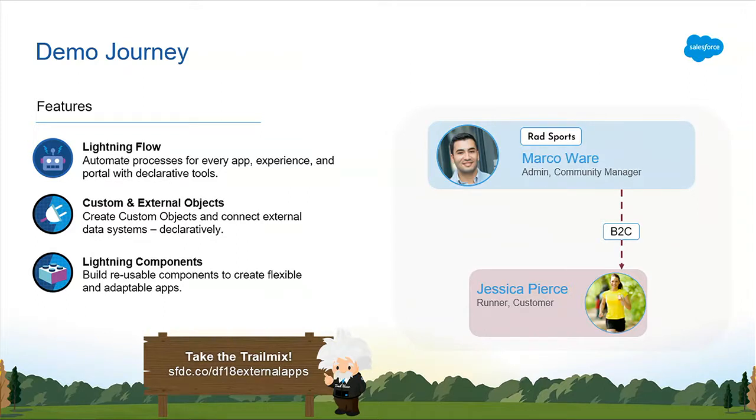We're going to play 2 people. We're going to be Jessica, who's a customer and a marathon enthusiast. And we're going to be Marco, who's the internal jack of all trades. He's a Salesforce admin, the community manager, all sorts of stuff. And we're going to see how Marco puts together a custom digital experience.